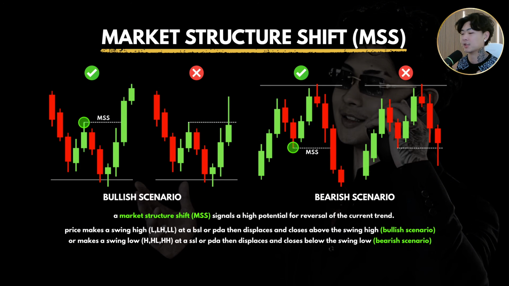Price makes a swing high, so low, lower high, lower low. Remember the trend. So it trends bearish into a buy side liquidity, or it trends bullish into a level of liquidity. That should say sell side liquidity. That should say buy side.